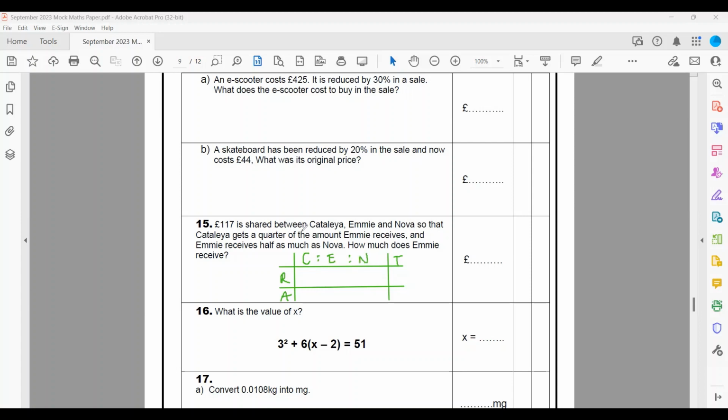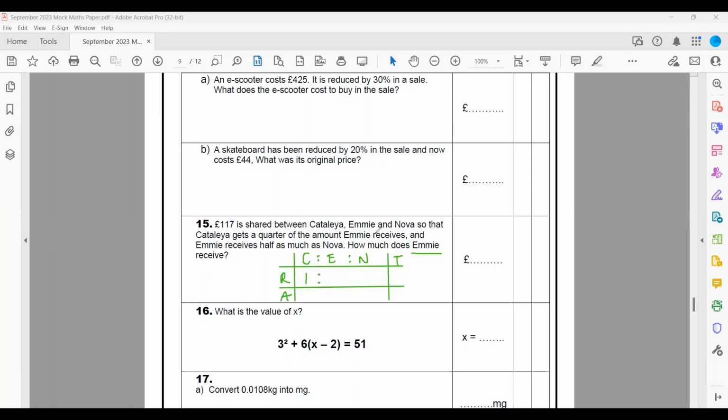And we're told that Cattleya gets a quarter of the amount that Emmy receives, and Emmy receives half as much as Nova. And we're being asked, how much does Emmy receive? So in order to do this, we need to work out who receives the least amount. So Cattleya gets less than Emmy, and Emmy gets less than Nova. So Cattleya has our smallest amount, so we will give her a value of 1.